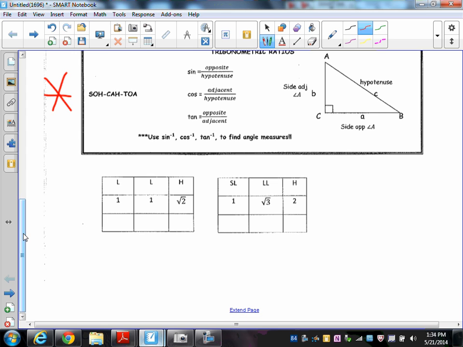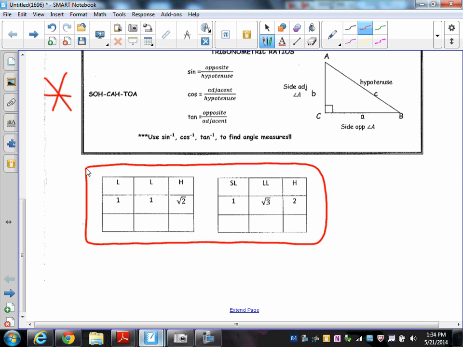It's very good to know the special right triangles, especially since they're going to be on the SAT. These boxes right here will give you some time, and if you'd like to know more about how to use them, please ask me in class.